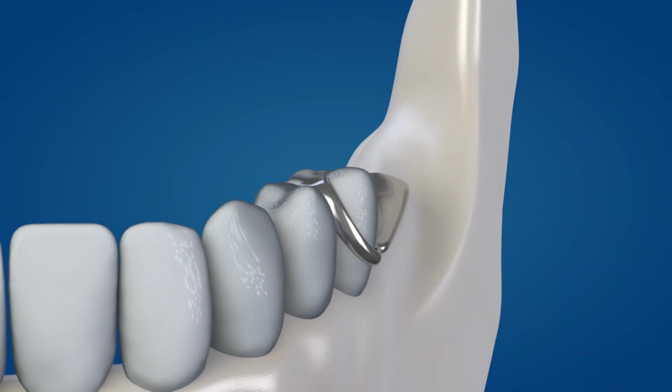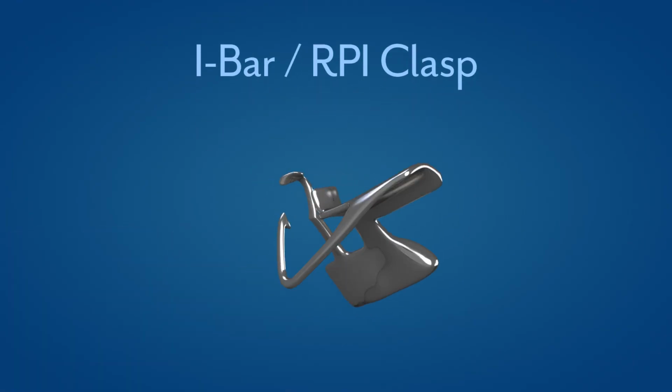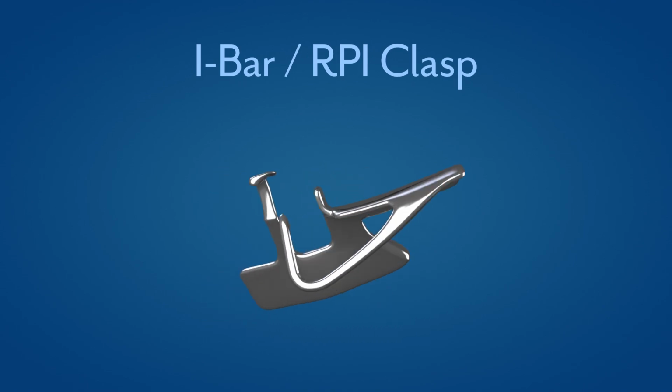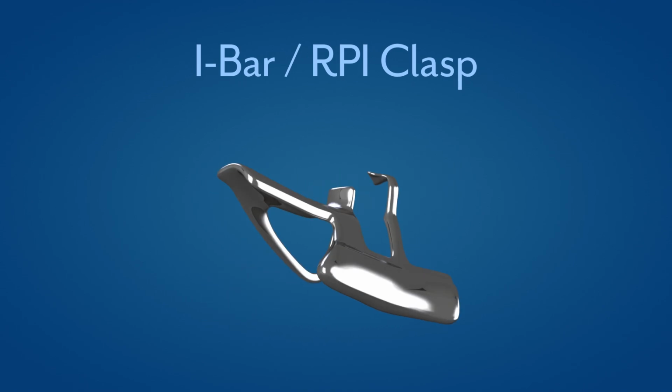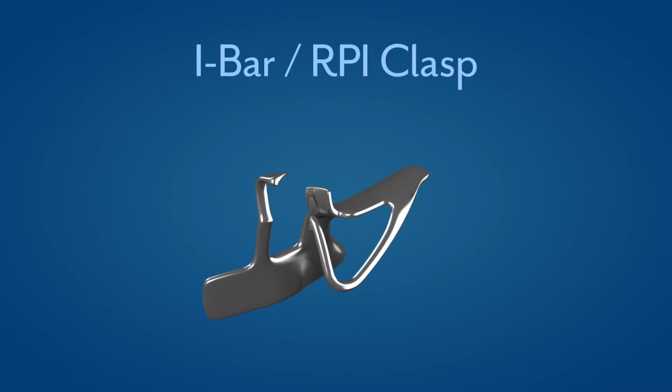Nevertheless, providers should be aware of potential aesthetic concerns, since the retentive arm arises from the mesio-occlusal surface of the tooth and may be visible when the patient smiles or speaks. I-bar and RPI clasping systems are different in their construction, but if properly executed, they are very similar in their mechanics. Therefore, we will consider these assemblies concurrently.